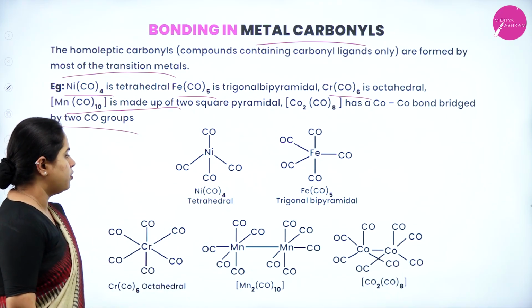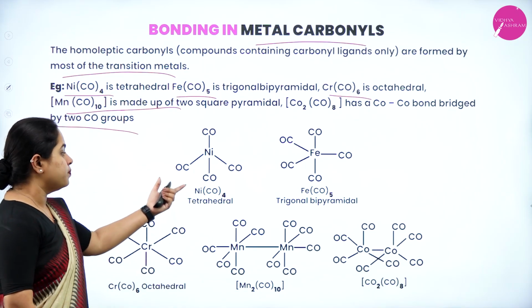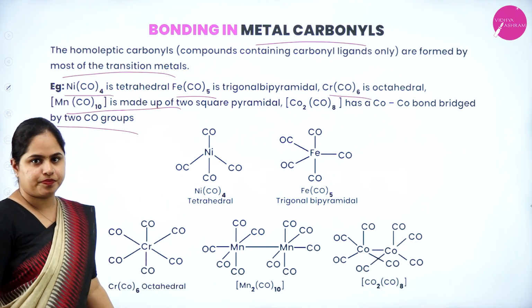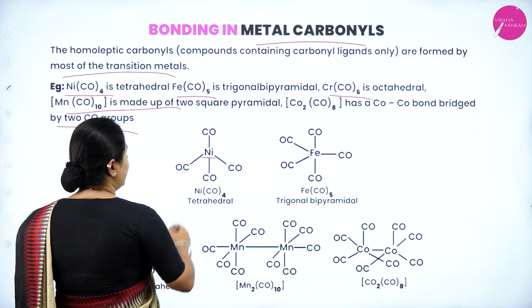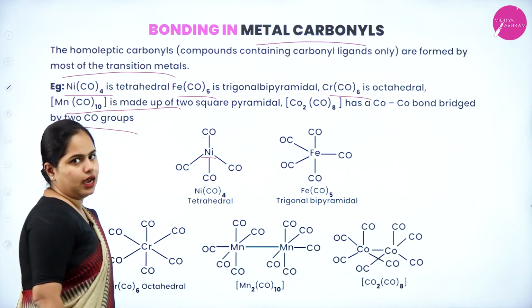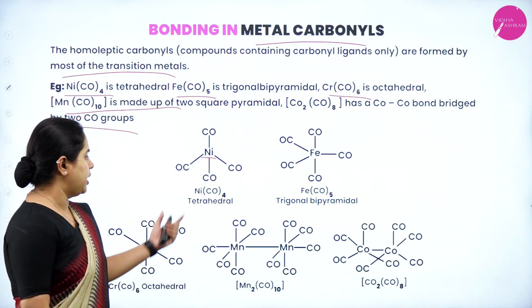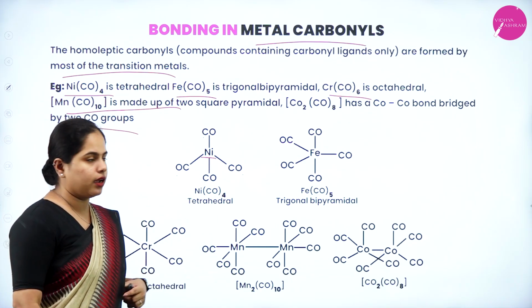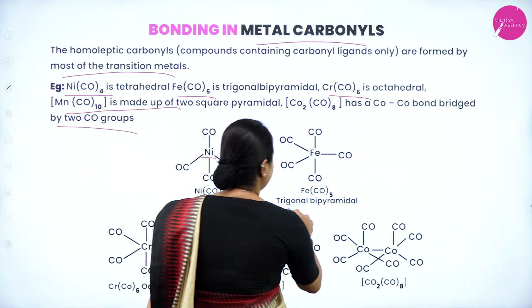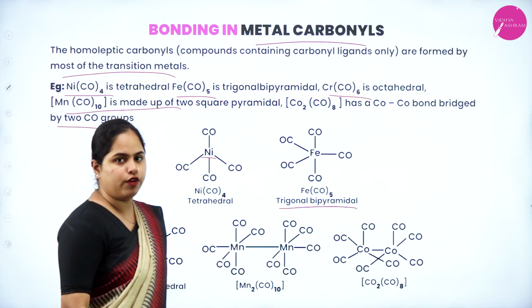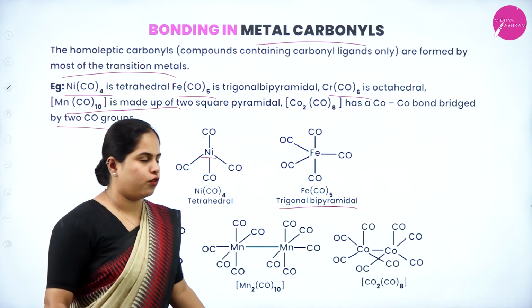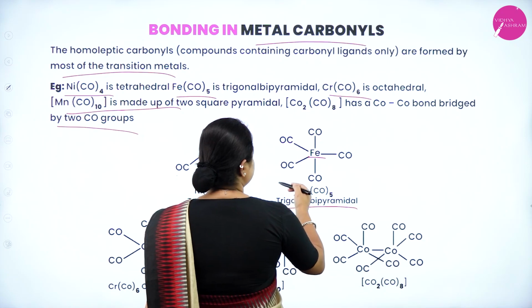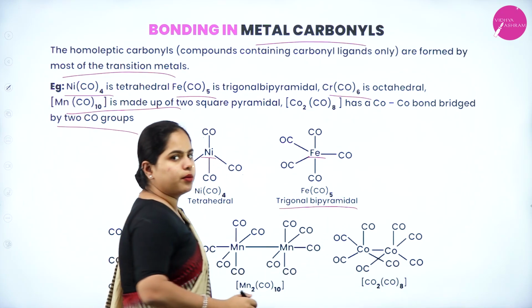So let's see here. First one is tetrahedral. It is a metal carbonyl of nickel. The metal present here is nickel. As you can see here, nickel and 4 CO ligands are there. That is carbonyl ligands. The geometry is tetrahedral here. Now, trigonal bipyramidal in case of Fe(CO)5. That is pentacarbonyl. As you can see here, iron is in the center and there are 5 carbonyl ligands.